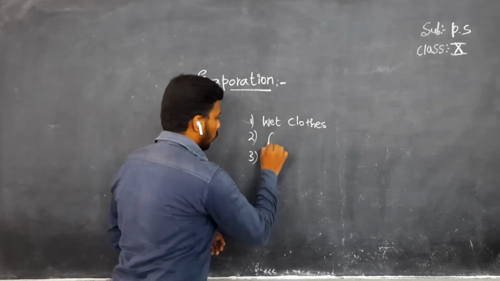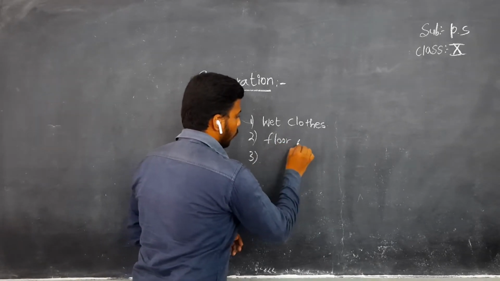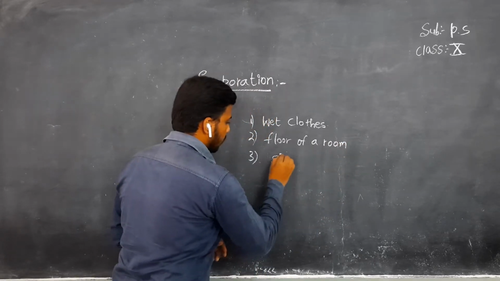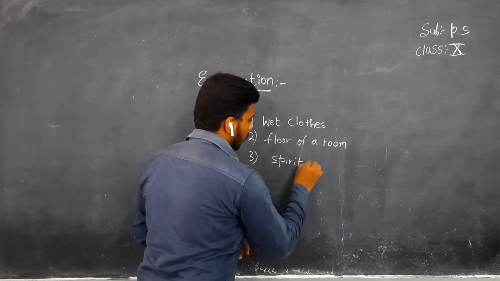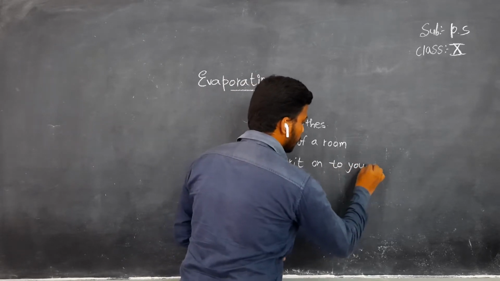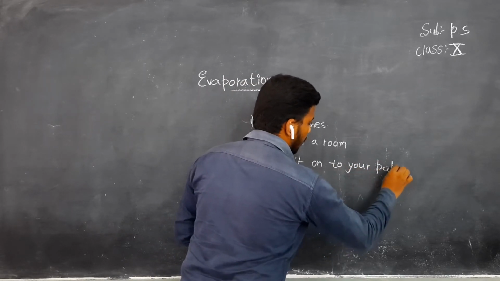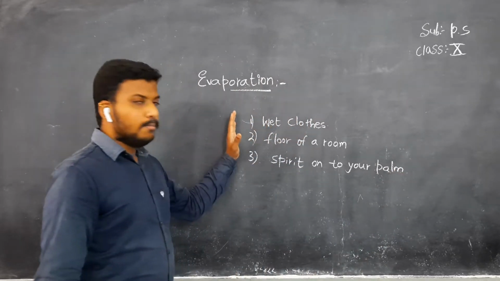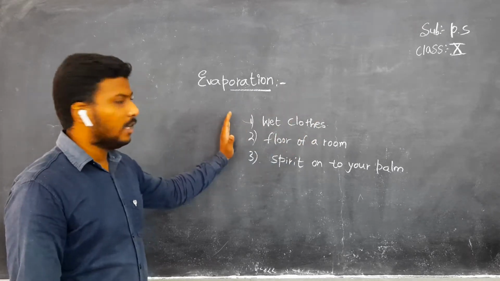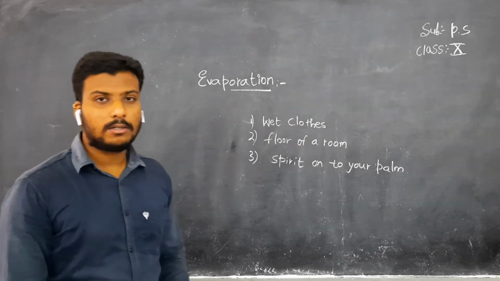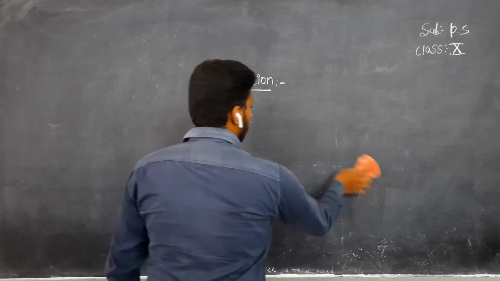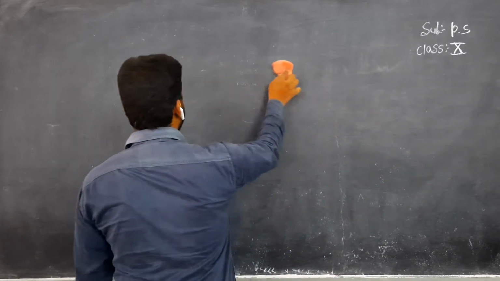Next, the floor of a room. Next, spirit onto your palm. Understand, children? By observing these, we'll go to the topic more clearly. Evaporation means what? For this, we will do one activity, children.